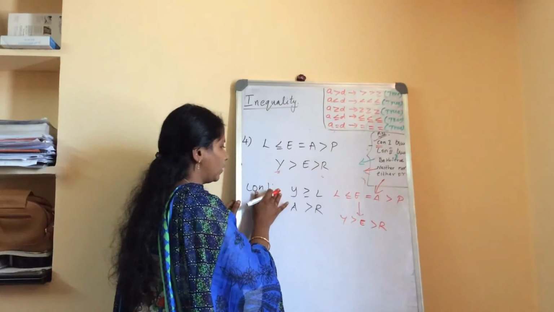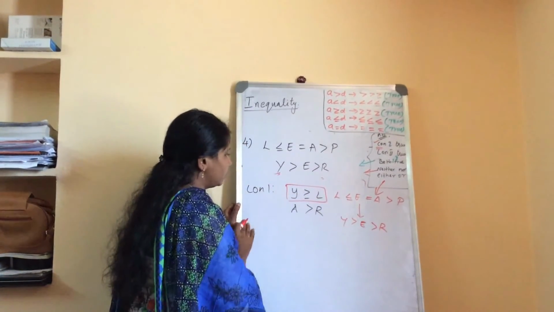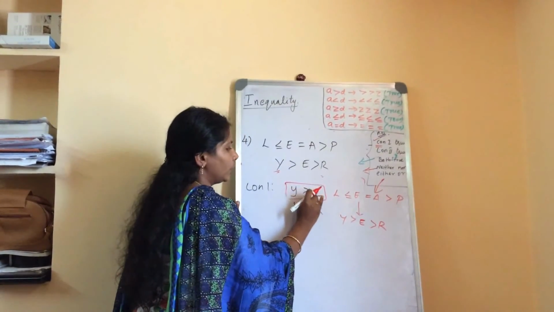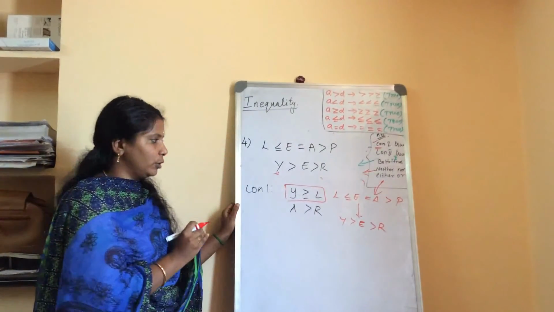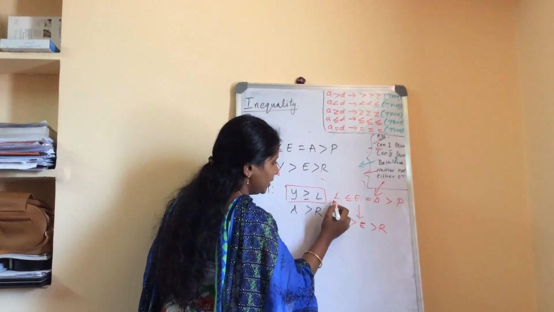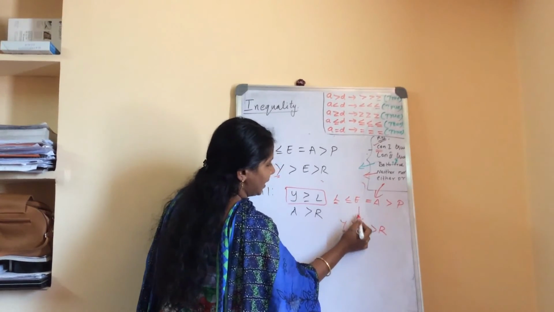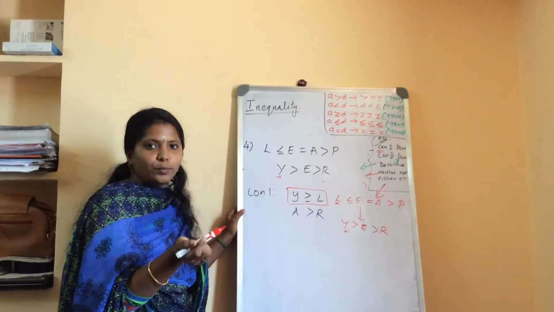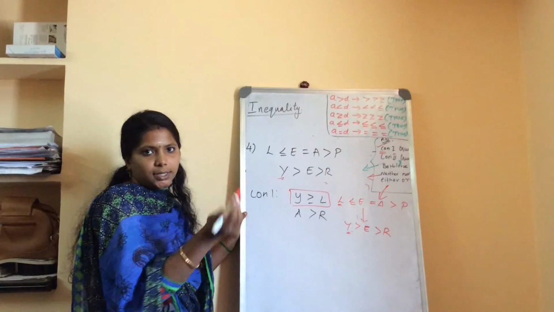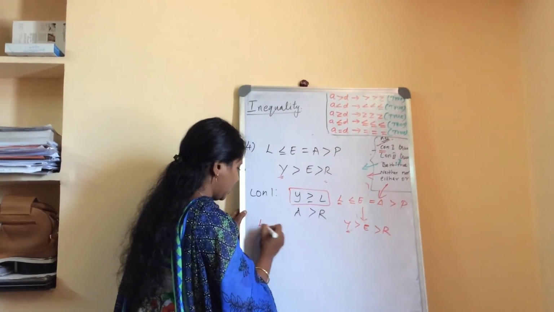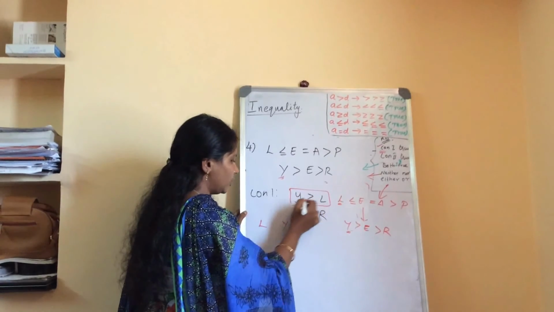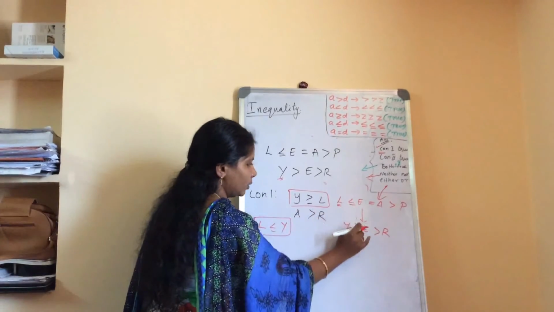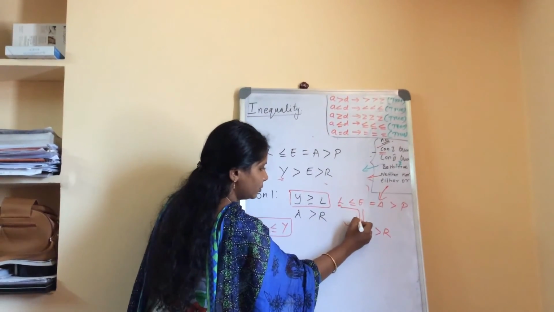Okay, we'll go for conclusion 1. What does conclusion 1 say? Y greater than or equal to L. Whether this conclusion is true or not, we need to follow. See, Y is here, L is here. It is in a reverse direction. So if it is in a reverse direction, as I said, we always go with the forward one. We need to interchange the letters and the symbol. Let's change to L, Y. If it is greater than or equal to, it should be less than or equal to. This is our conclusion.